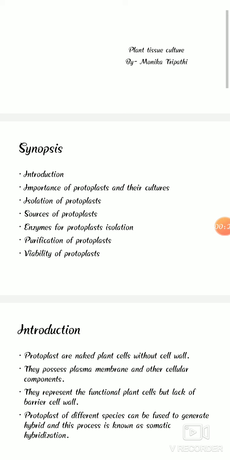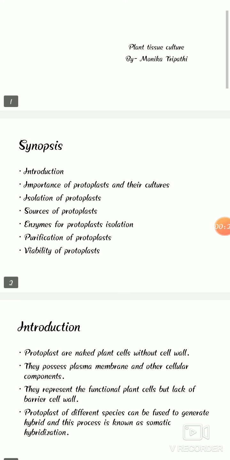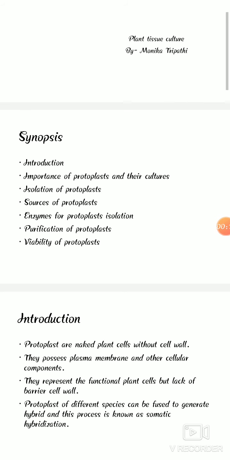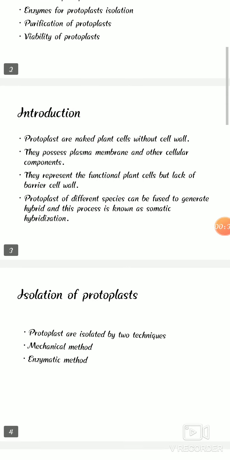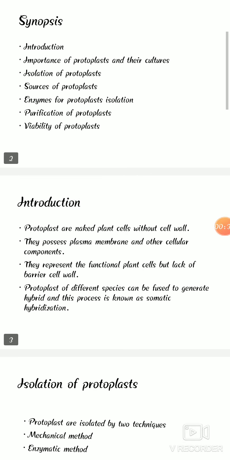of protoplast, sources of the protoplast, enzymes used for protoplast isolation, purification of protoplast, viability of protoplast, and applications of protoplast. Moving ahead with the introduction slide. Protoplasts are naked plant cells without the cell wall, but they possess plasma membrane and all other cellular components. They represent the functional plant cell, but for the lack of the barrier cell wall. Protoplasts of different species can also be fused to generate a hybrid, and this process is called somatic hybridization.